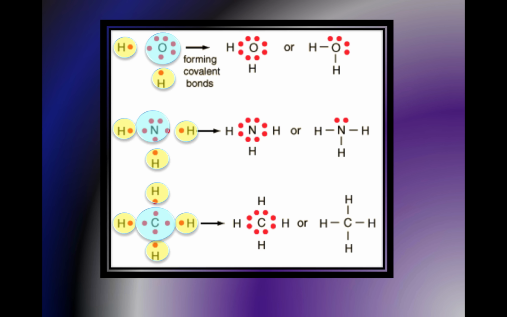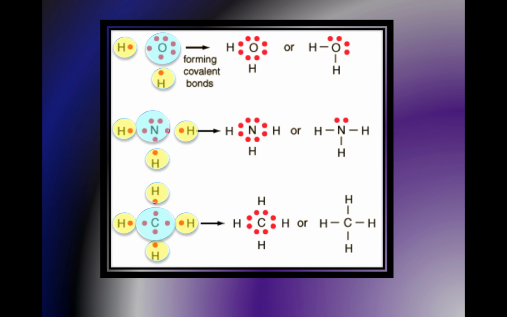In ammonia, we have nitrogen with 5 valence electrons and hydrogen with 1 valence electron each. Now look at methane at the bottom. Methane is made up of 1 carbon atom that has 4 valence electrons and then 4 hydrogen atoms, each with 1 valence electron. Take a look at the hydrogen atoms.